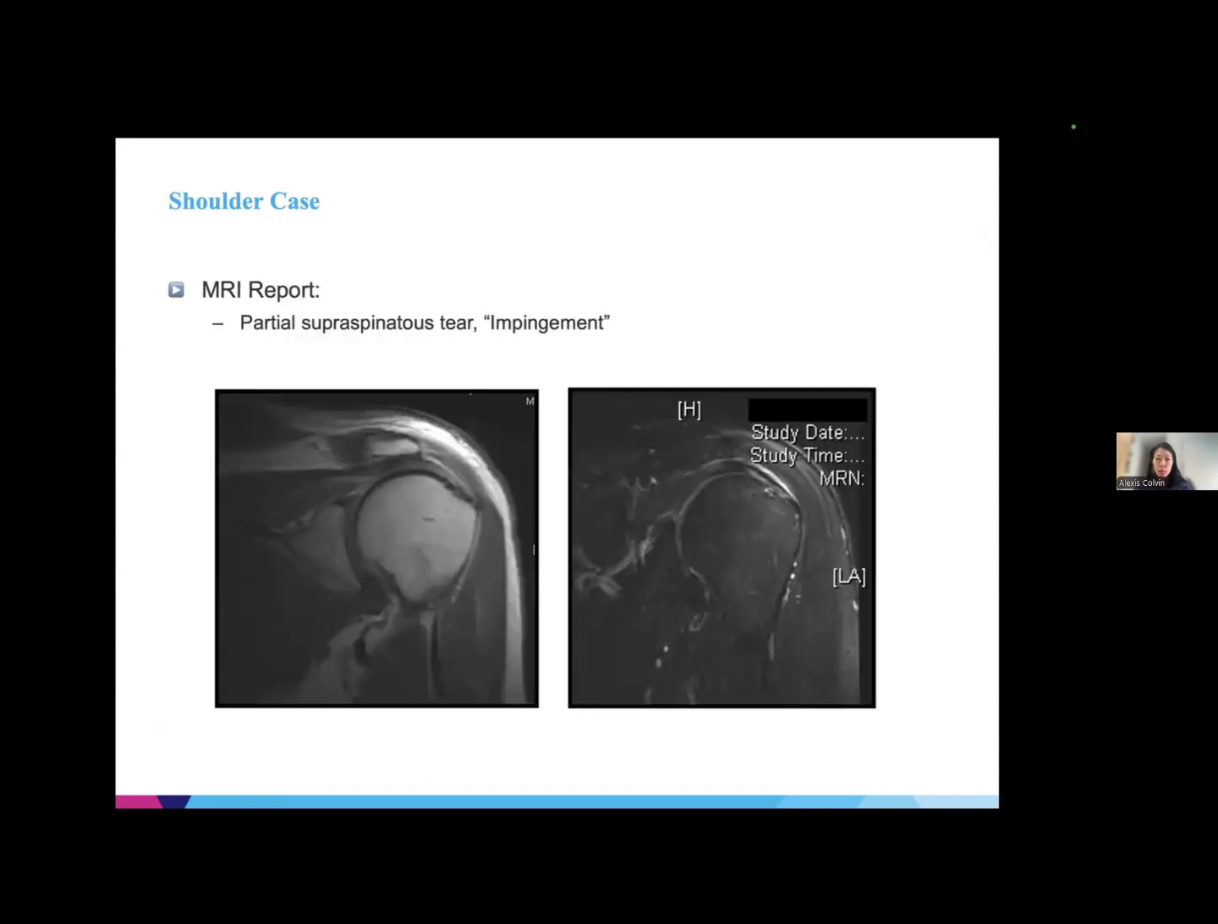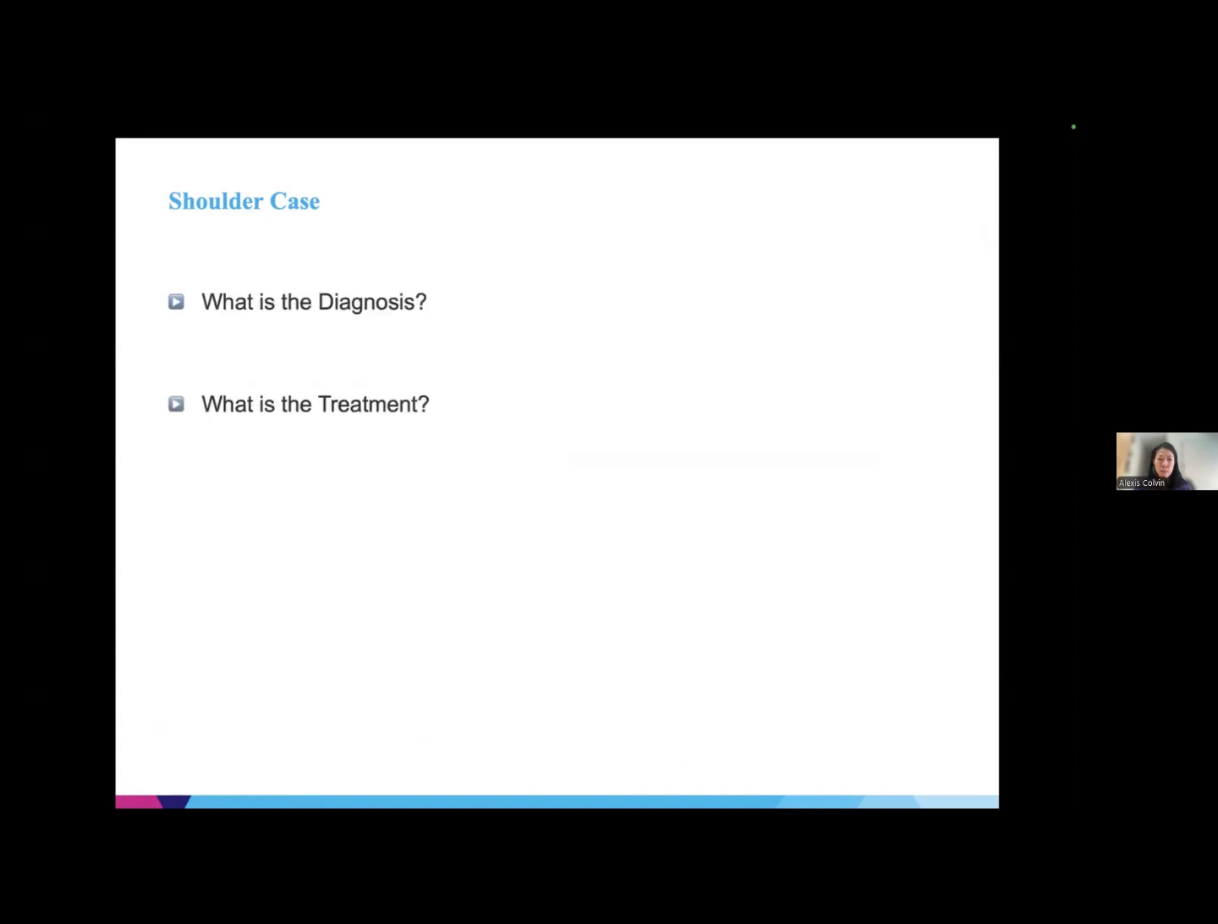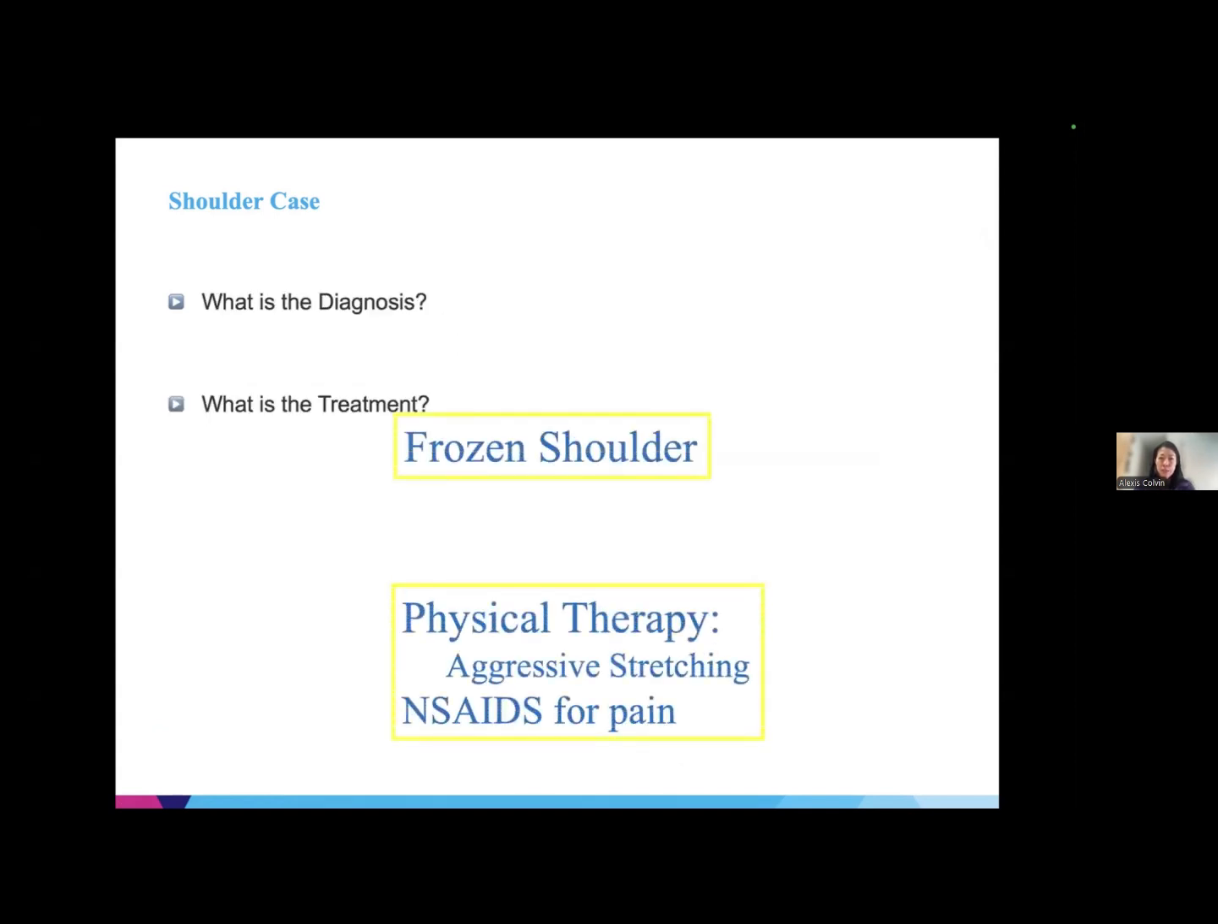So a lot of the times we'll see these patients and they've already gotten an MRI. And so here's a very common report that we get: partial rotator cuff tear, maybe some impingement. In this case, the MRI really isn't that helpful because clinically, we see that the patient has frozen shoulder and you're not going to change the management in any way. It may give you some more information, but it's not really changing what the management is.